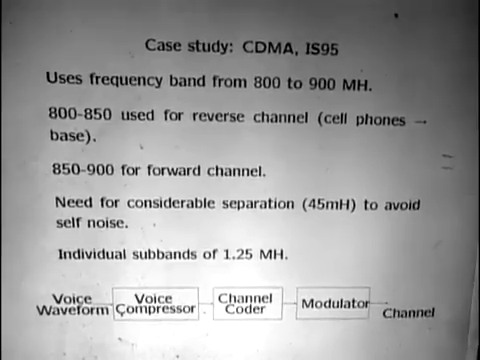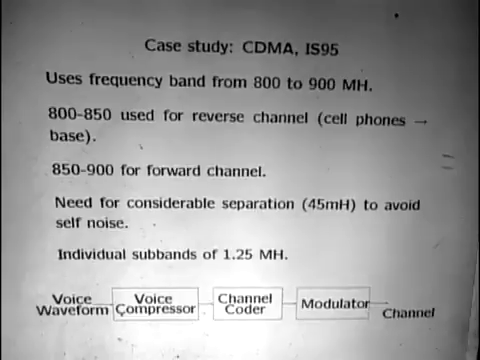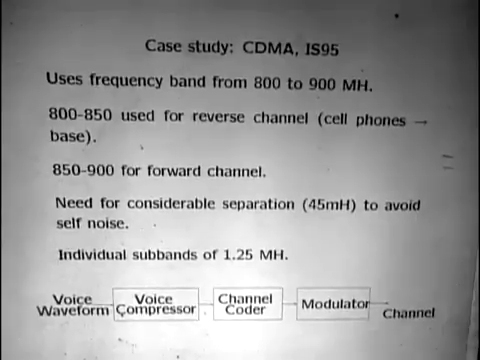Anyway, you use the band 800 to 850 for the reverse channel for the cell phones to the base, and you use the band 850 to 900 for the forward channel. Why do you want to separate the reverse channels and the forward channels by as much as you can?